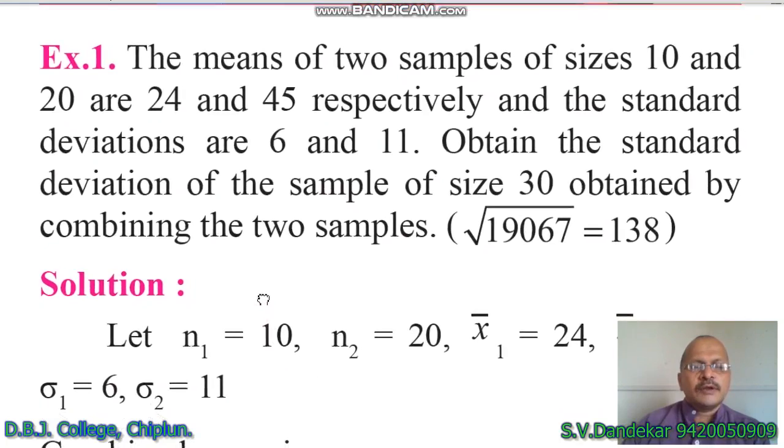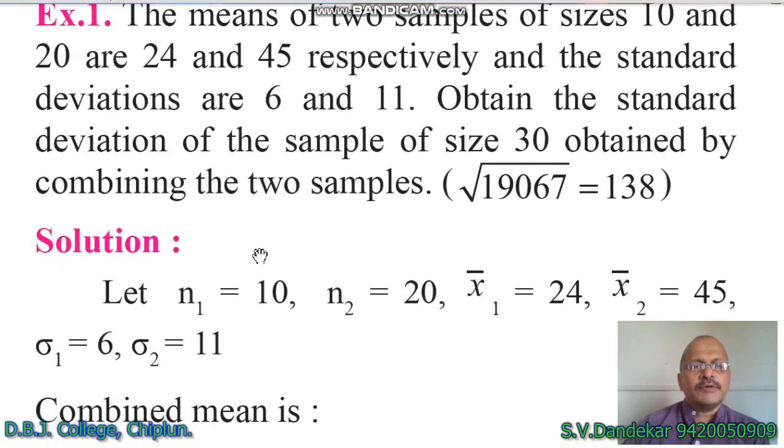Now here, first of all we are going to write the given things. The means of two samples of sizes 10 and 20, that means n1 and n2 are given. n1 is 10, n2 is 20, and the means are 24 and 45, that means x1 bar is 24, x2 bar is 45. The standard deviations are 6 and 11. So sigma 1 is 6, sigma 2 is 11.